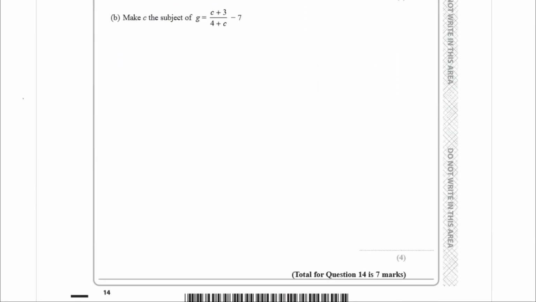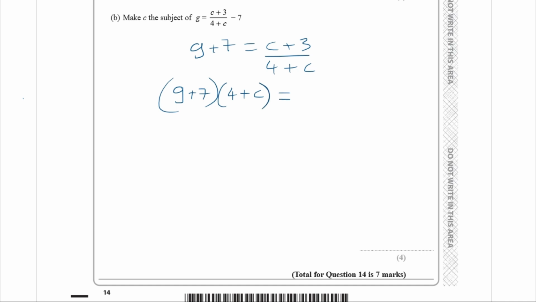In part B here, we're requested to make C the subject. That means you need to get to C equals. And so the best way to do that is to start by moving the minus 7 to the left, which will give you G plus 7 equals C plus 3 over 4 plus C. The next step here looks a lot like moving the 4 plus C to the left. Remember, divide becomes times. So we can say G plus 7, factor of 4 plus C is equal to C plus 3. So far, so good.